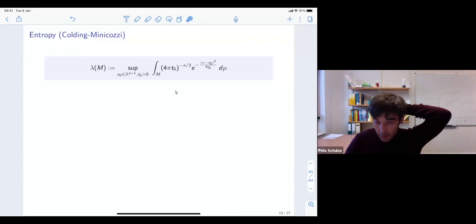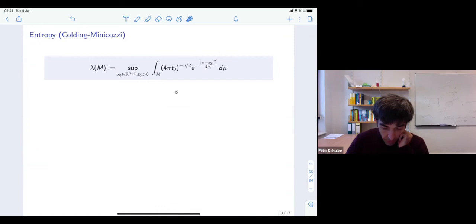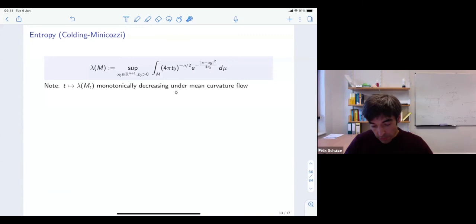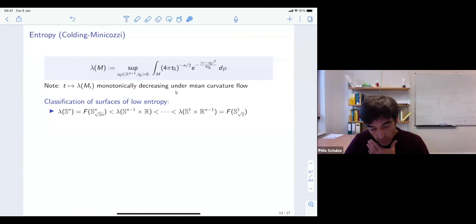And now maybe in the very end here, let me go to the last results. Now here, what is entropy? Entropy is, you look more or less at this Gaussian integral from the Huisken monotonicity formula, but based at any possible future time. So this quantity controls the Gaussian densities at every positive future time. Now, you can still use the monotonicity formula to prove that it's decreasing on the mean curvature flow. And you can see this as a kind of non-linear quantity to give you some complexity measure of surfaces.